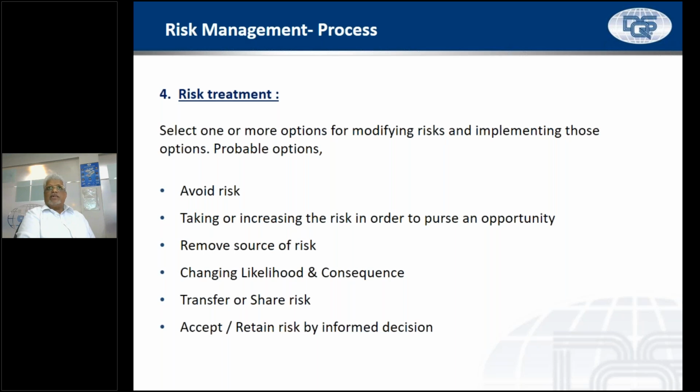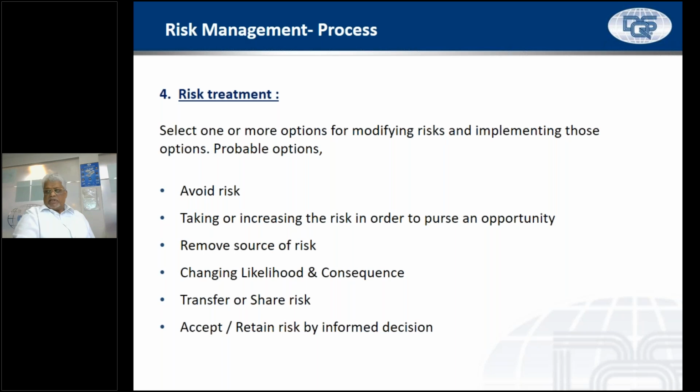Then the next option could be taking or increasing the risk in order to pursue an opportunity. Remove the source of risk. As long as the source is not removed, the risk is going to be existing. So if it is possible, remove the source. Changing the likelihood or consequence could be a possibility, could be an option. Transfer the risk or share the risk also could be an option.